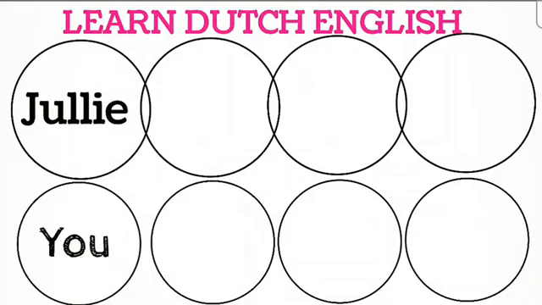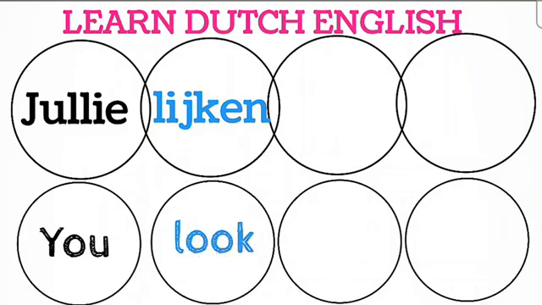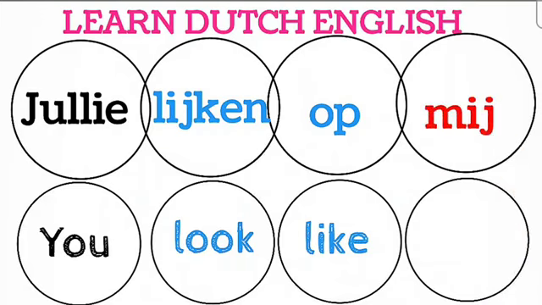Jullie. That means in English, both of you. You. Lijken op. Look like. Mij. Me. Jullie lijken op mij. You look like me.